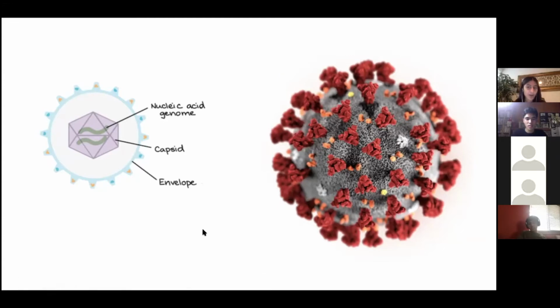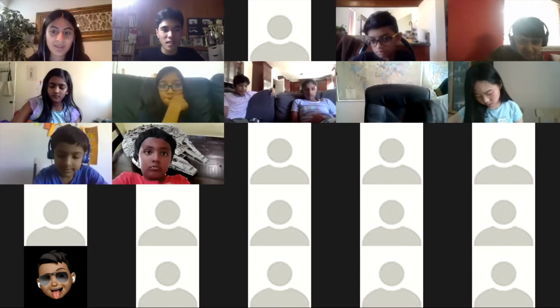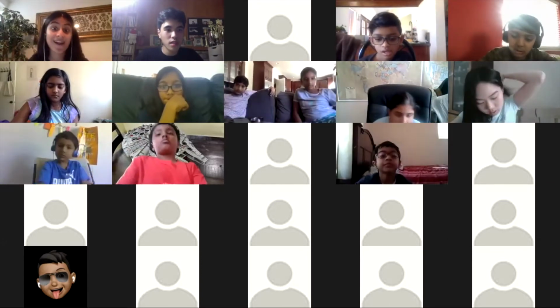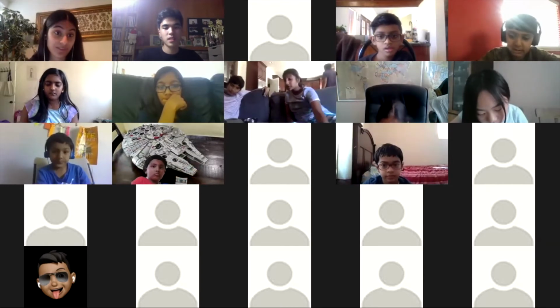Does everyone see these little red spikes coming out of the virus? Yeah. These are considered spiky glycoproteins, but they're basically spikes that are supposed to look like the spikes of a crown. So that's why we say corona, if that makes sense. That gives you a better idea of the structure of the virus and what exactly is doing the infection within your cell.